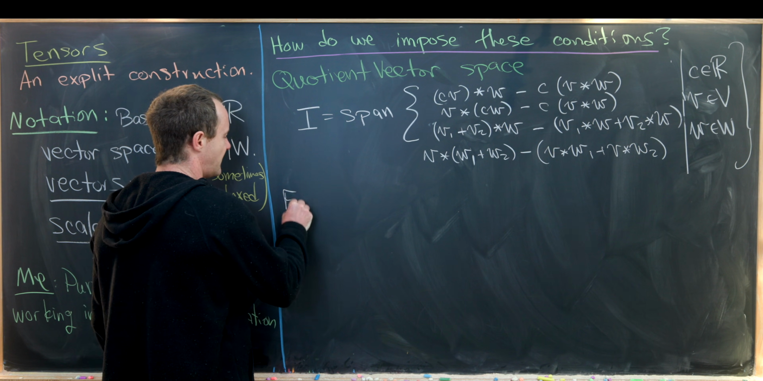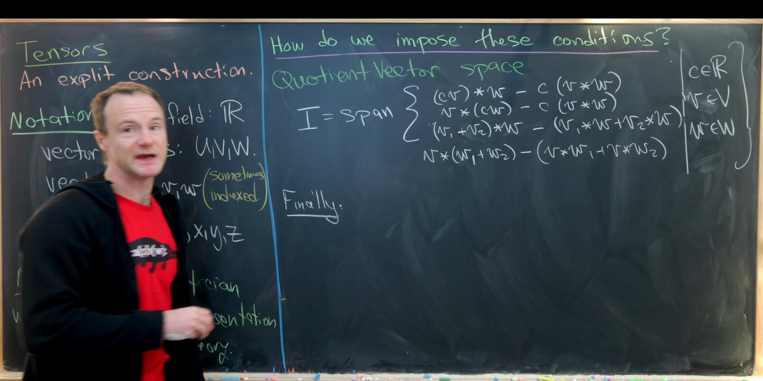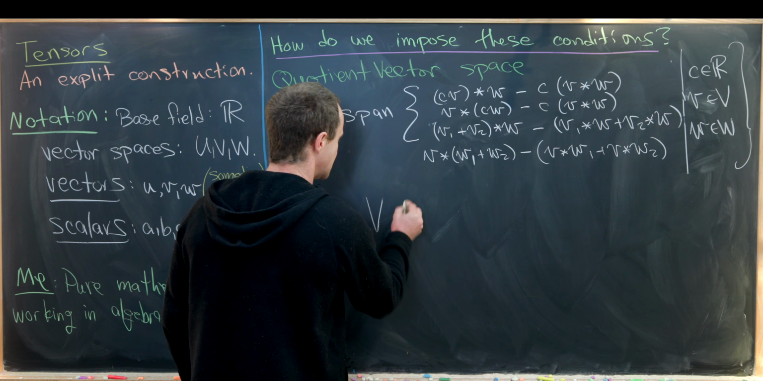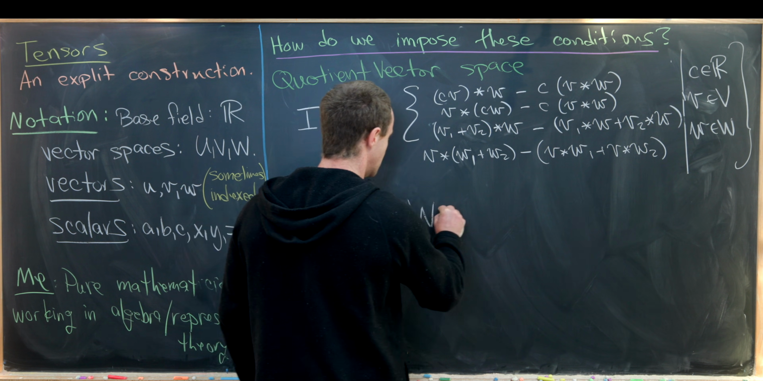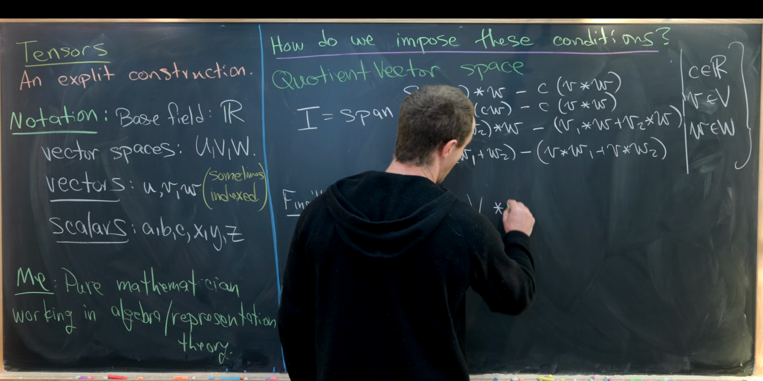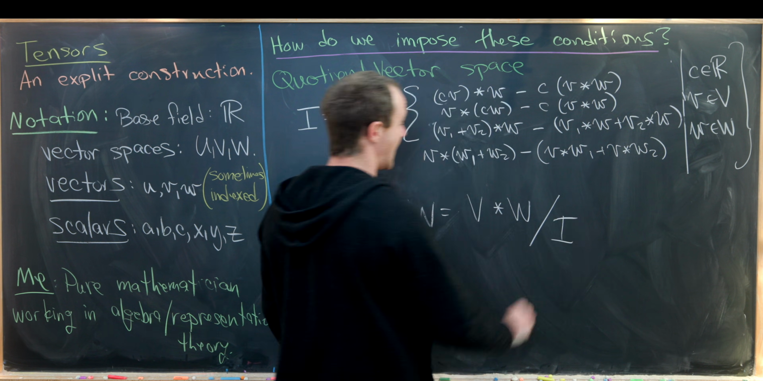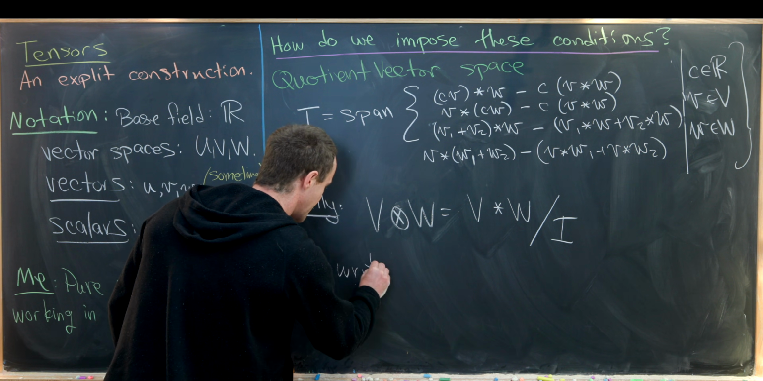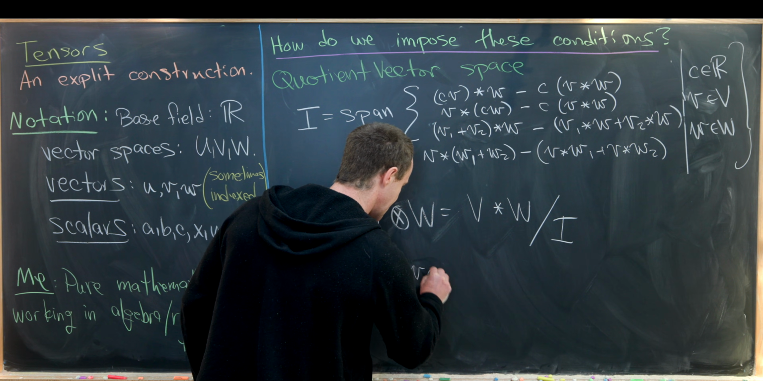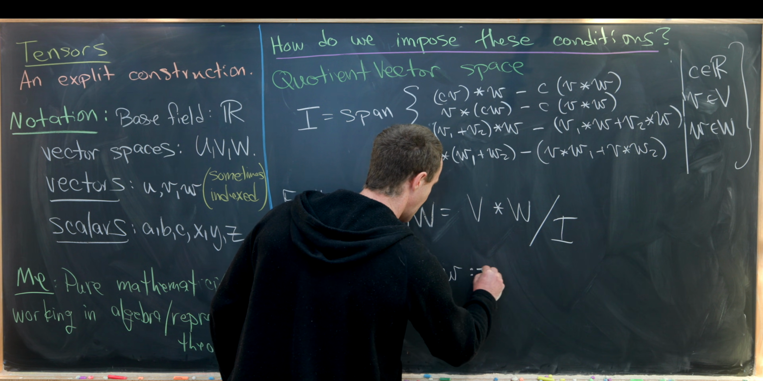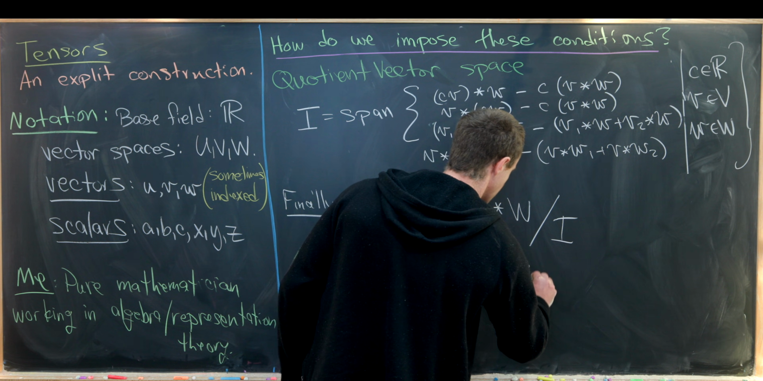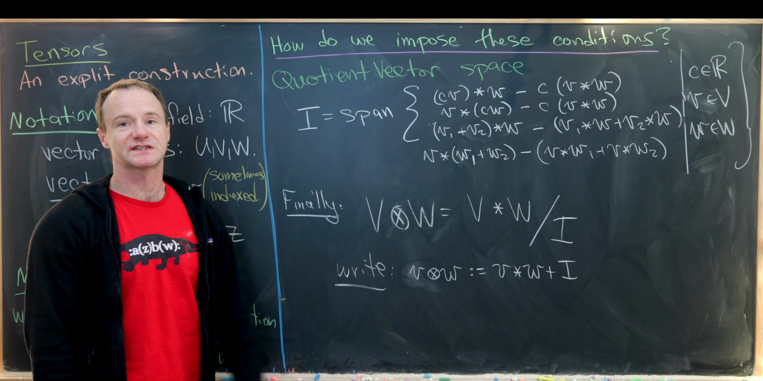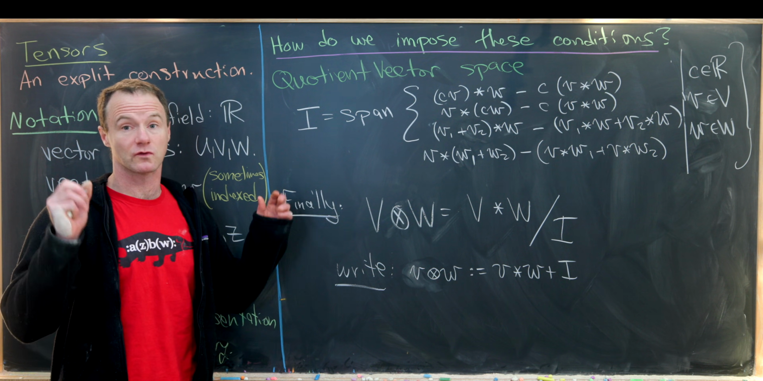Okay, so now finally, now that we have this subspace, we can form the quotient, which will become the tensor product. So that will be V tensor W will be equal to V star W mod I, where I is this subspace. And in general, we'll have little v tensor w defined to be v star w plus I. So in other words, the coset. Okay, so now that we have this construction, let's make sure that it has the right structure.